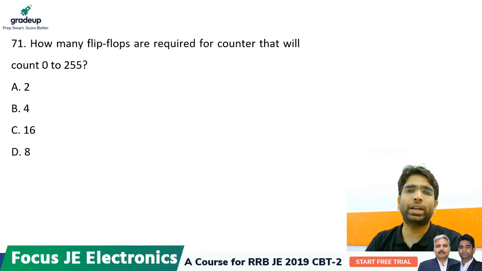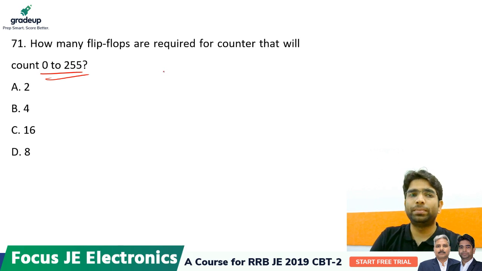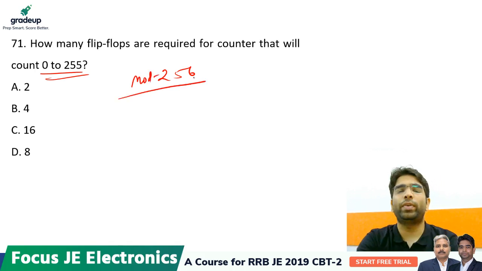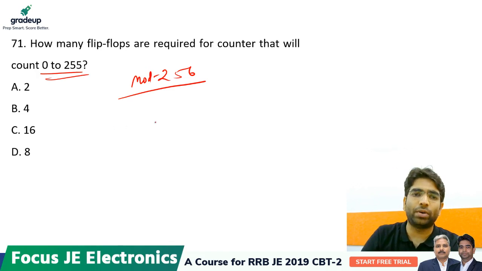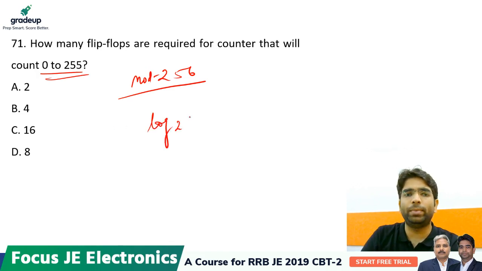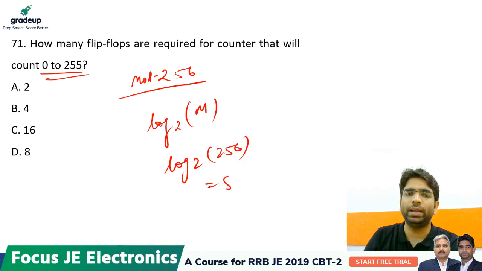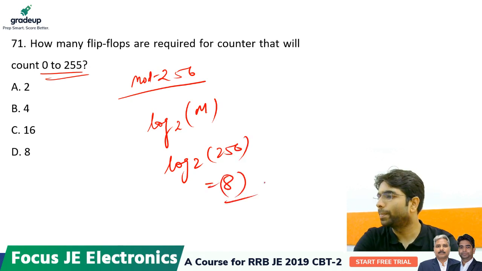How many flip-flops are required for the counter that will count from 0 to 255? 0 to 255, what is the mod? Including 0 and 255, it will be a mod 256 counter. If it is a mod 256 counter, the number of flip-flops required will be log2 M, where M is the number of mods, the number of states. Log2 of 256 will be 8. Yes.